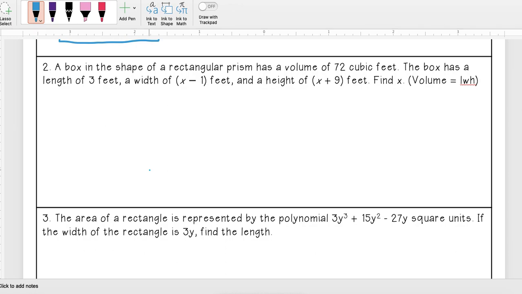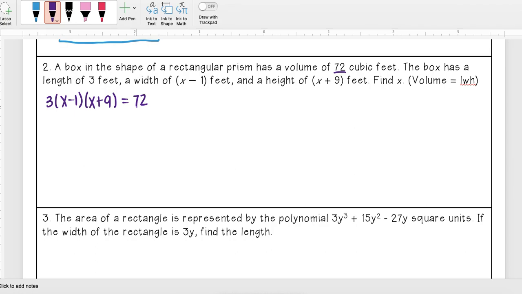Okay, number 2 is probably the trickiest of these application problems. This is going to be a little bit more of a lengthy problem. It says a box in the shape of a rectangular prism has a volume of 72 cubic feet. The box has a length of 3 feet, a width of x minus 1 feet, and a height of x plus 9 feet. Find the value of x. And they tell us that volume is equal to length times width times height. So I know my volume is 72. My length is 3, times my width, x minus 1, times my height, x plus 9. I know that all equals my volume, which is 72.